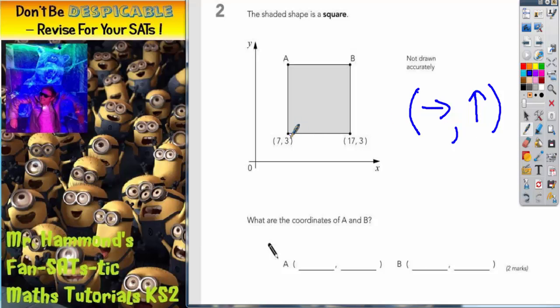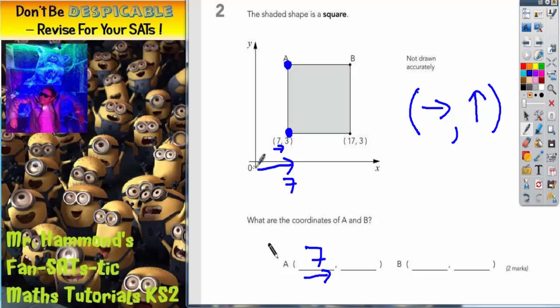Well, the first thing we need to notice is that point A is level with this point when you go across. And we know that this point is 7 across. So if this point is 7 across, then point A must also be 7 across. So we can write that in there, 7 across.